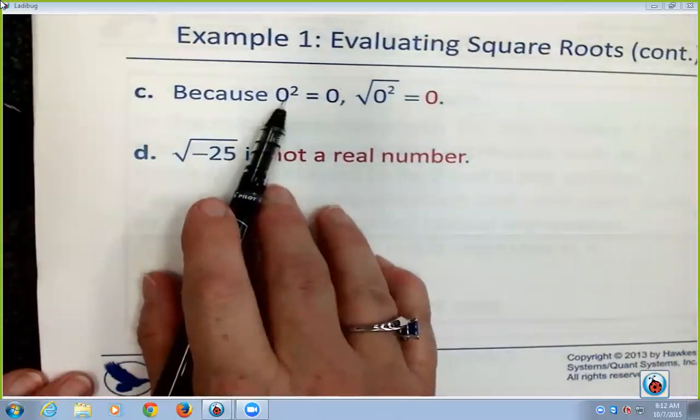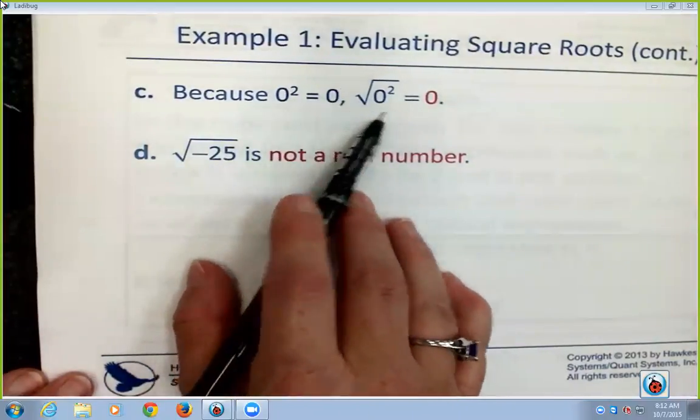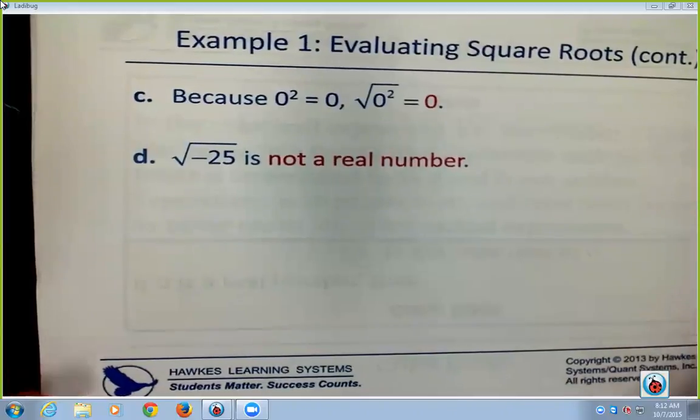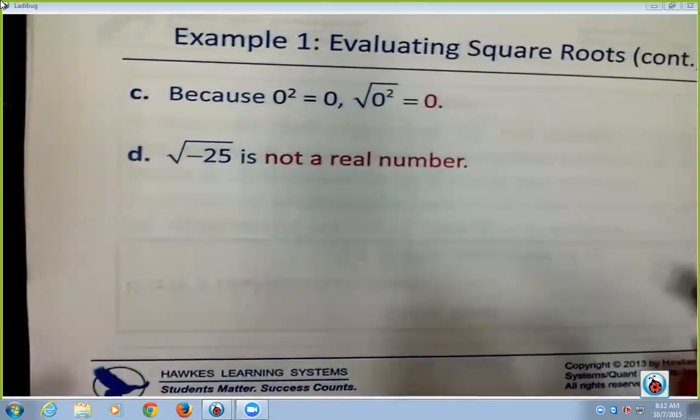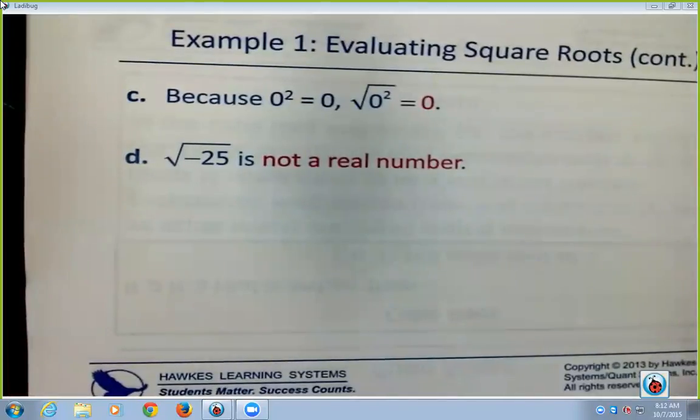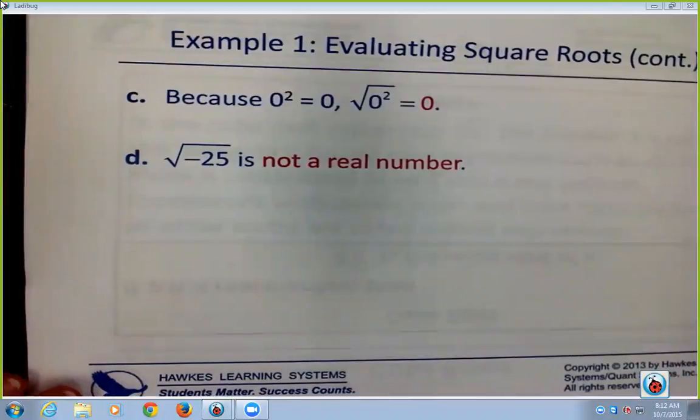This one, the square of 0 is 0. The square root of 0 is 0. So we know that that's 0, but does that have really a lot of meaning to us? Not really. It's kind of like the square root of 1. The square root of 1 is 1. So the square root of 0 is just going to end up being 0.